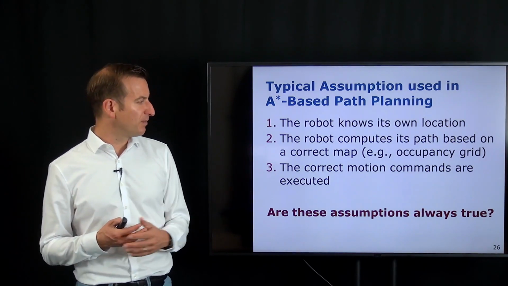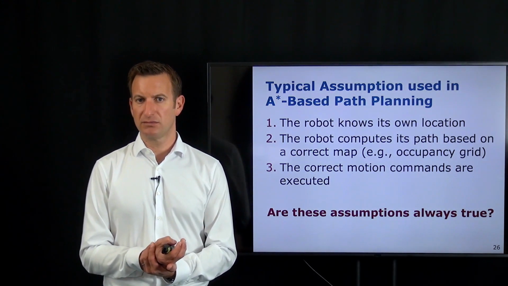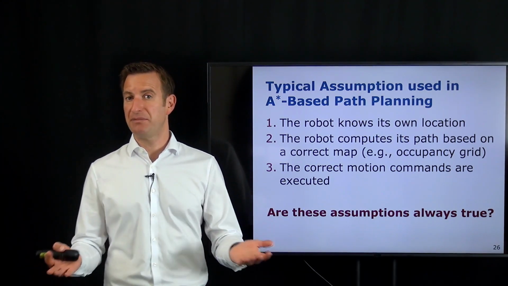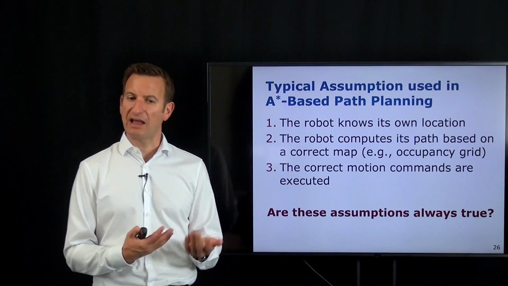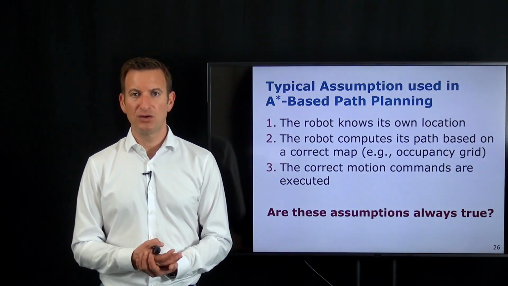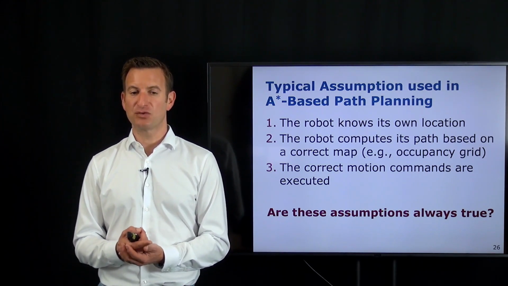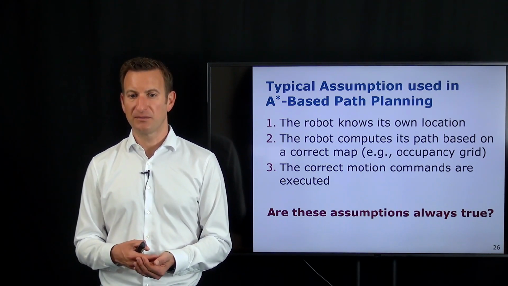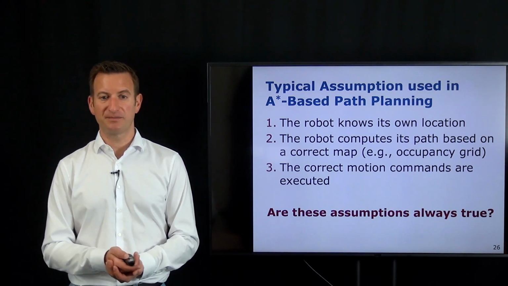And then the system computes its path based on a map of the environment, for example, an occupancy grid map, assuming that the map is actually correct. So it doesn't assume that the map may be wrong. It assumes the world is how the map tells me it is. And then it computes its paths and executes those paths. And so the question is, are all those assumptions actually always true? Do we always know where we are? Do we always know that our map is a good representation of the world? And can we always just execute the motion commands that the system will give us? Obviously, this is not the case. Those assumptions can be violated.